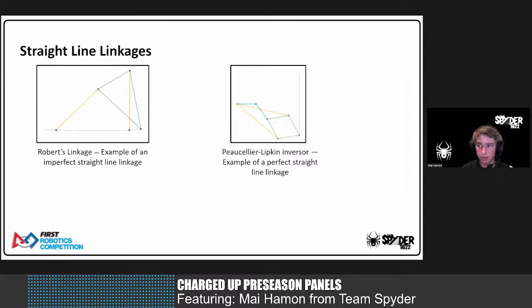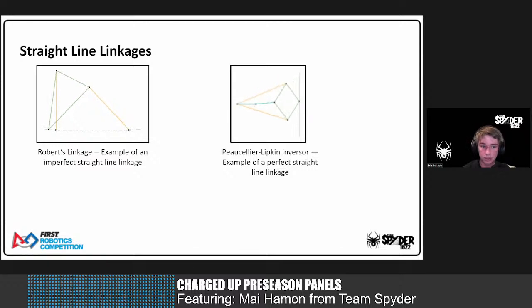Straight line linkages are probably the rarest linkages mentioned in this list. But I bring them up because they are a lightweight way to replicate linear motion instead of using a slot or any other tool to keep things constrained to linear motion.